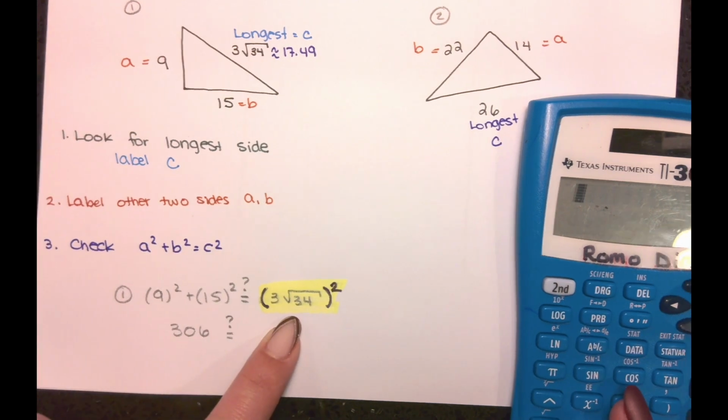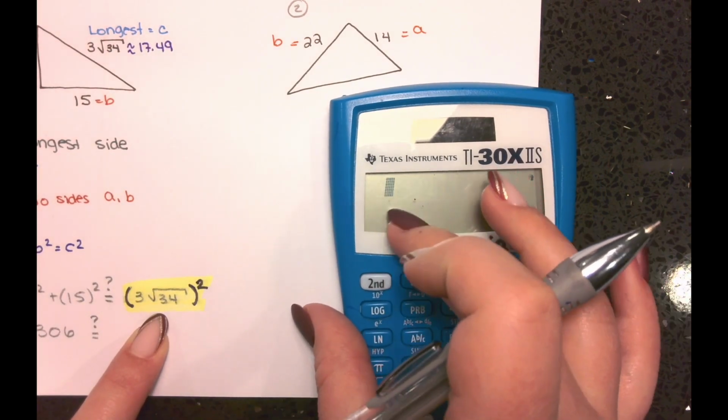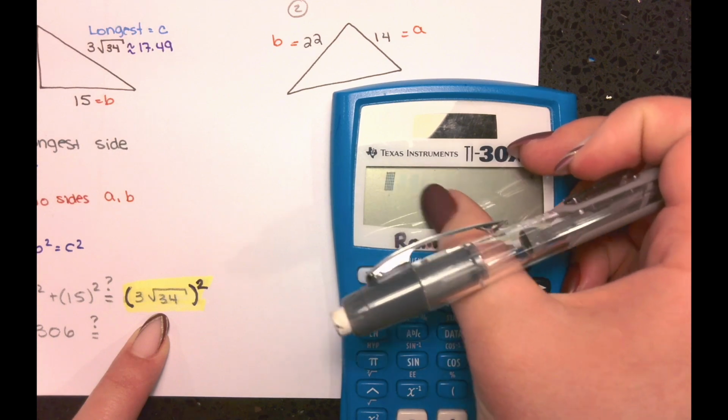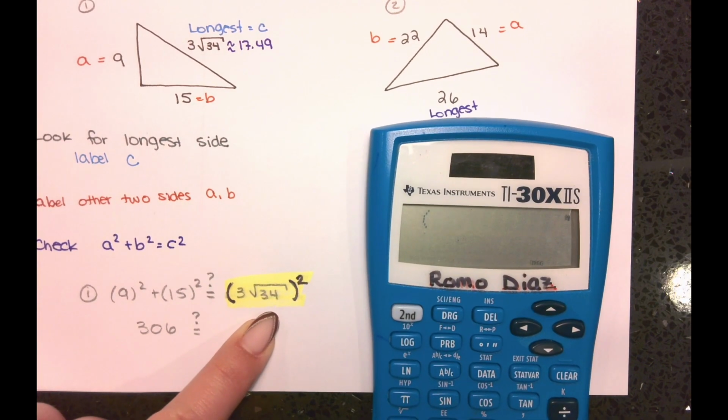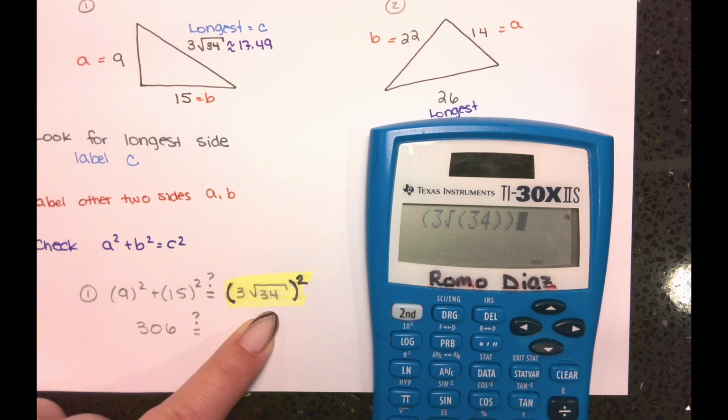Now this one, you must do parentheses. So how do you type this in? Got something on my calculator here. We got parentheses, 3 square root of 34. Now don't let the square root scare you. Let the calculator do the thinking for you. All we care right now is, are they equal?